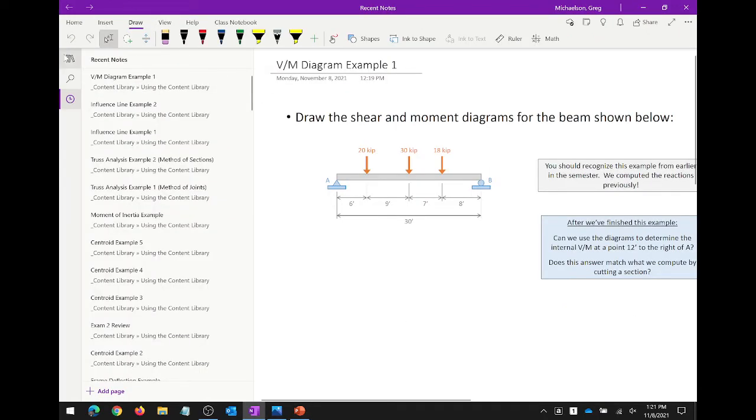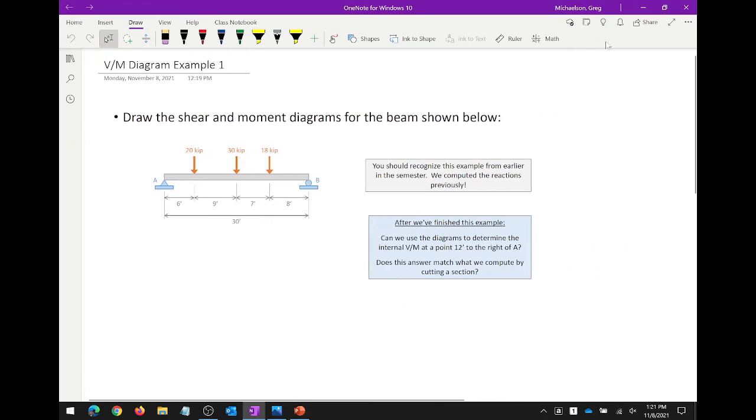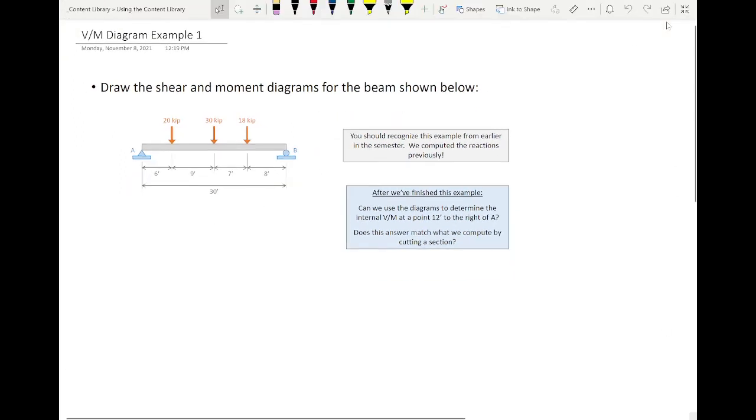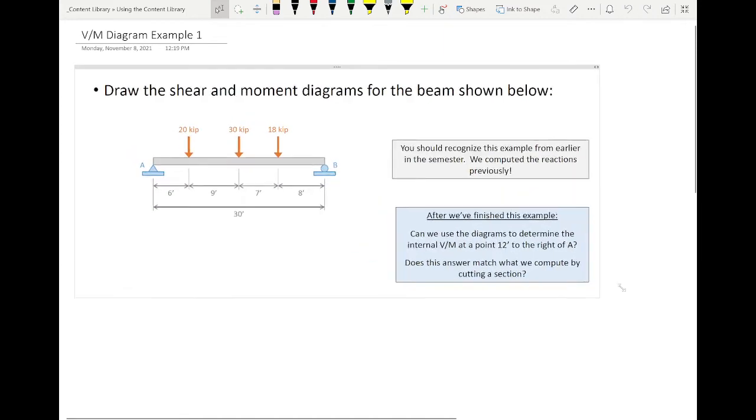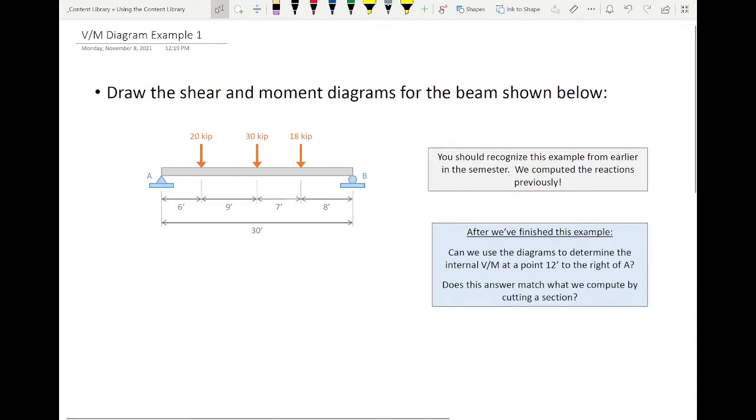Okay. All right. Let me make this a little bigger so we can all kind of see what we're doing here. So, we're going to treat this like a start-to-finish statics problem.